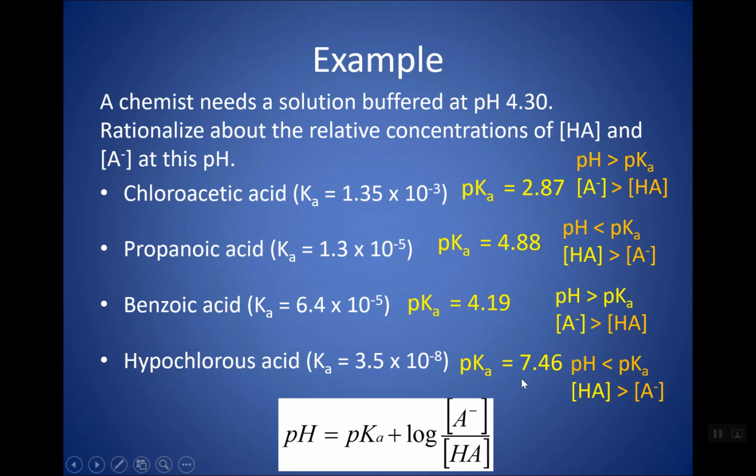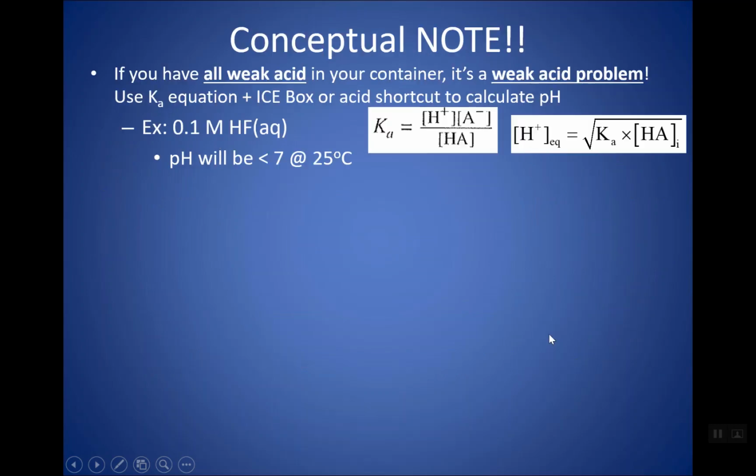Okay, so conceptual note, and just to wrap this up, if you have all weak acid in your container, it's a weak acid problem. You can use that shortcut equation or the icebox, but you're using the Ka. Very little of it is ionizing into F minus for this scenario, and your pH will be less than 7. It's not going to function as a buffer if you have only weak acid in your container and you don't add a separate source of F minus.